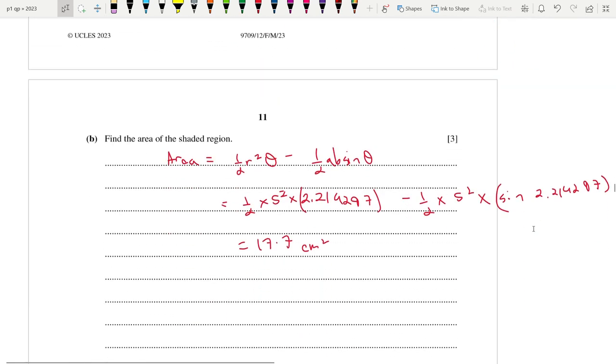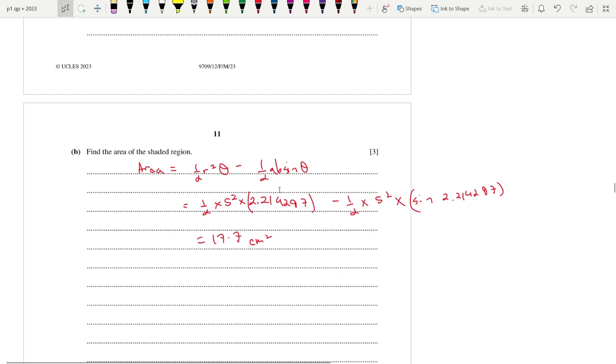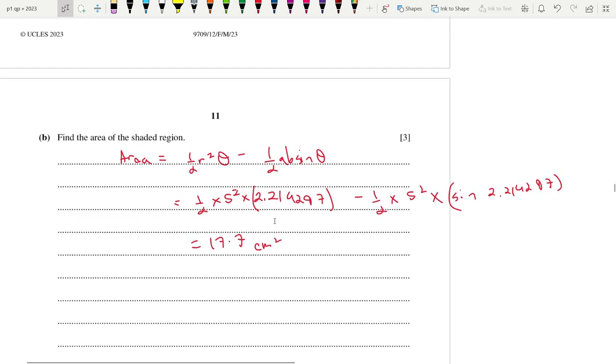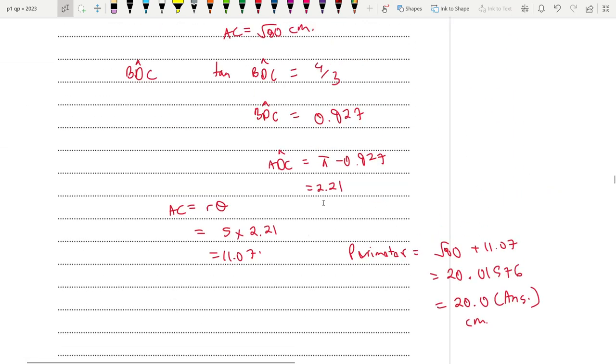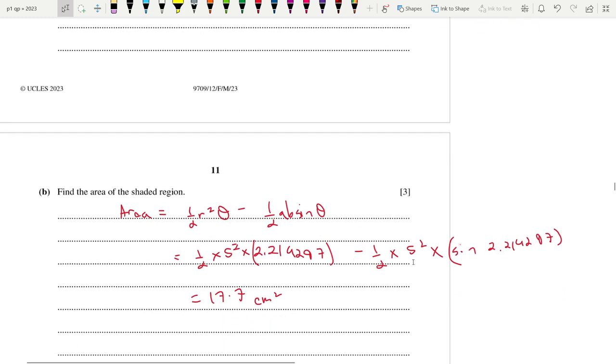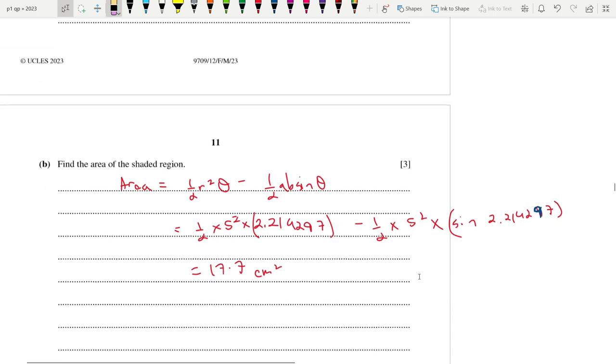Next, area of the shaded region. So sector minus triangle. Sector area is half r squared theta, and triangle area is half AB sin theta. So radius is 5, and theta accurately is 2.214297. Okay, minus half into 5 squared into sine 2.214297, which gives us a final answer of 17.7 centimeters squared. Pretty straightforward. Just ensure that you maintain precision throughout your answer. Okay.